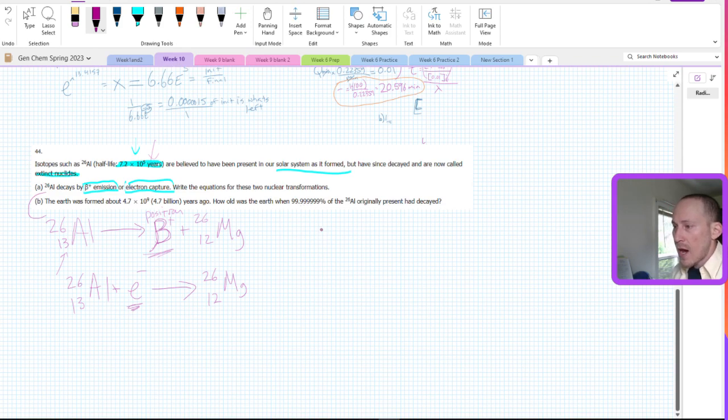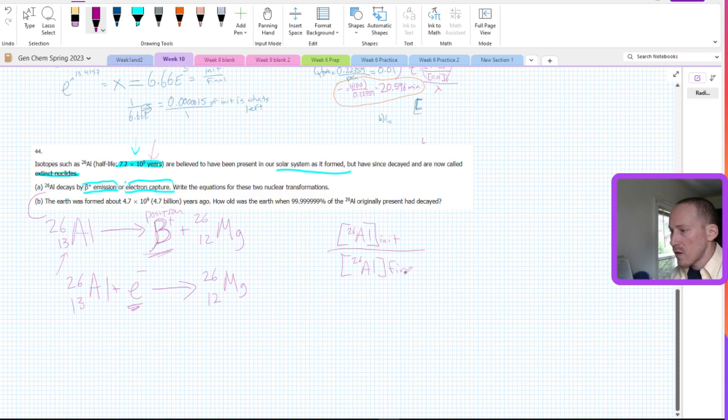So let's see. How old was the Earth when this happened? We started out with some initial amount of aluminum-26, and eventually that's going to decay into what we're calling the final amount.